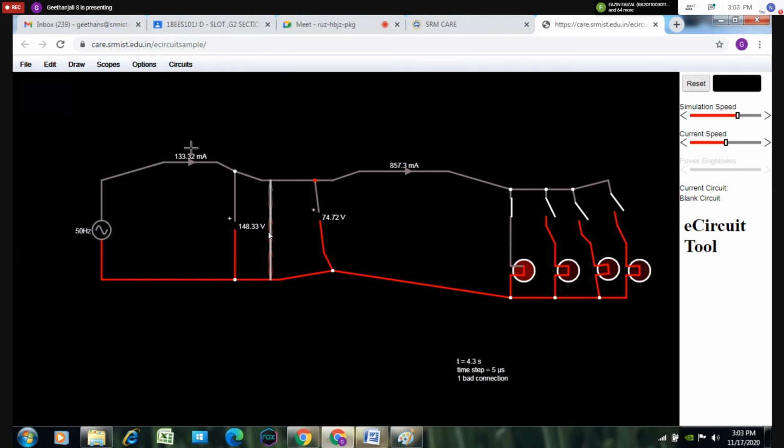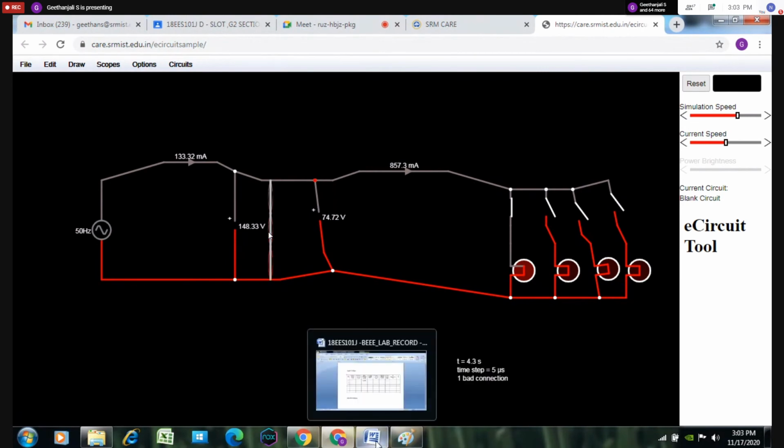I stopped the simulation. So at that instant, whatever values are available in the circuit, that value you need to take. Not everyone will get the same reading, because the circuit is varying with respect to time, so the reading is also varying with respect to time. So now you take this value. All of you make a note of this reading.